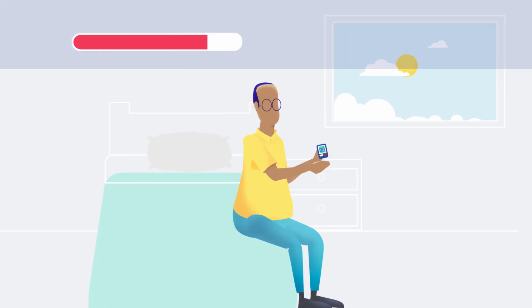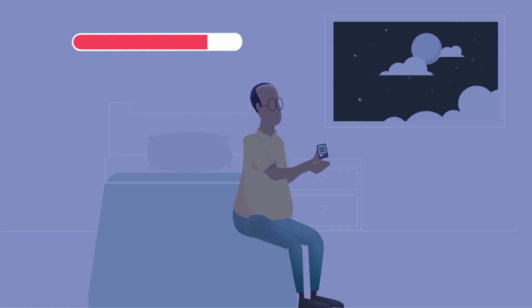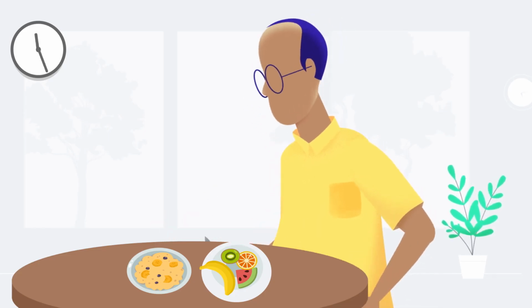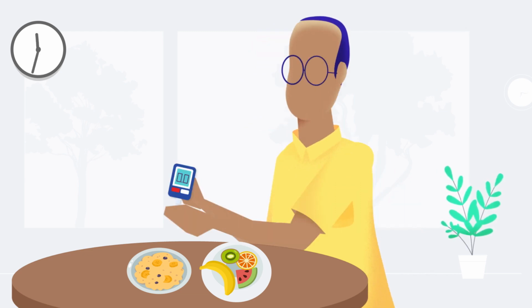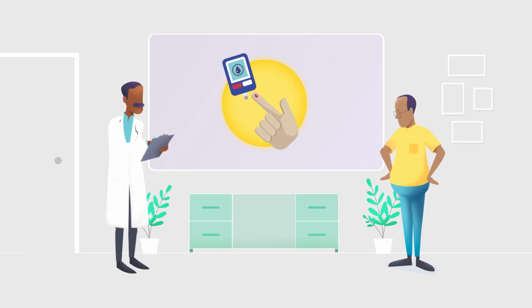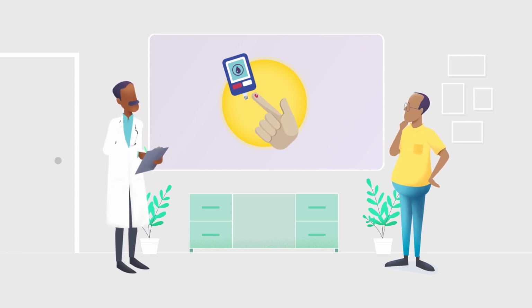Make testing a part of your daily routine and aim to test your blood sugars consistently throughout the day. This means, ideally, always at the same time of the day. Your meter will store your blood sugars for your doctor to download. This information helps them to decide the right type of medication, dosing, and timing.